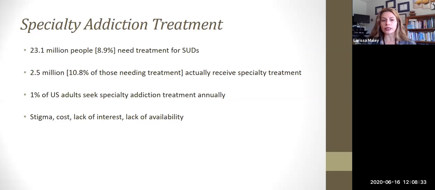In terms of addiction treatment, there's a little bit of a discrepancy that 23 million, or about 9%, will actually meet criteria to need treatment for a use disorder, but only 2.5 million of those are actually going to receive treatment. So that's a pretty big discrepancy there in our community nationwide, that we have a tremendous amount of folks that need treatment that aren't getting access to it or aren't seeking it. So we know about 1% of US adults will seek specialty treatment annually. So that means that a lot of people are receiving their substance use disorder treatment in non-specialty settings.